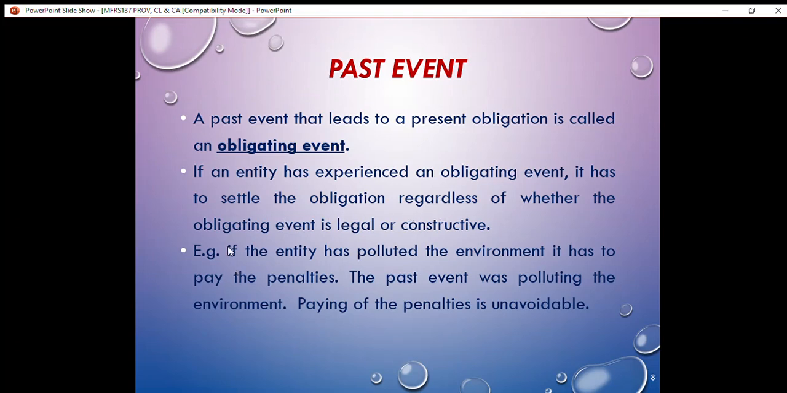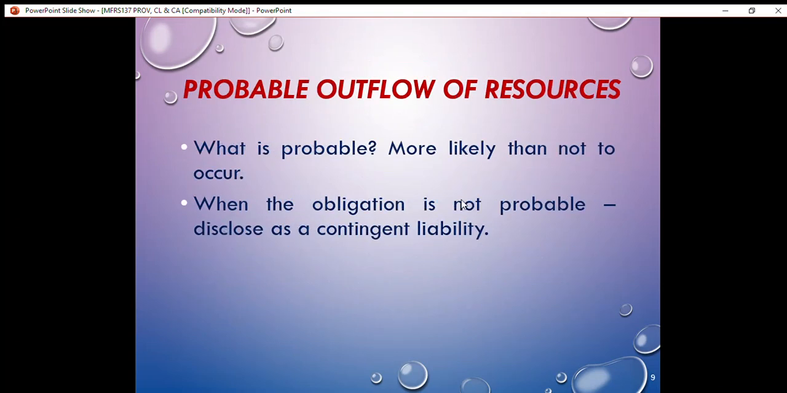For example, if the entity has polluted the environment, it has to pay the penalties. Here the present obligation is paying the penalties, and the past event was polluting the environment. Paying of the penalties is unavoidable. Next, this one is about probable outflow of resources.